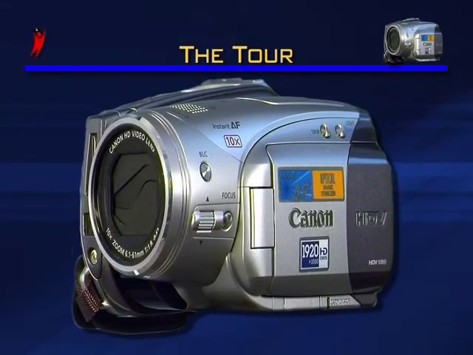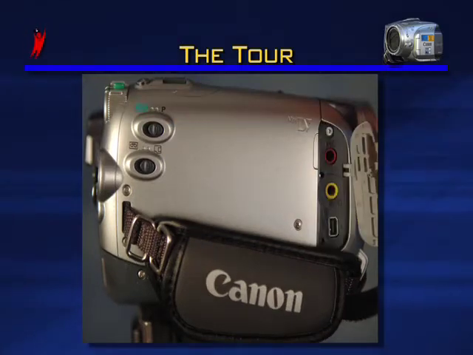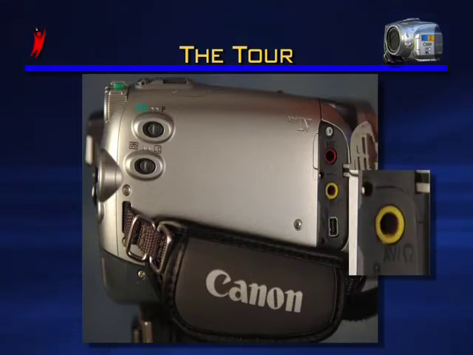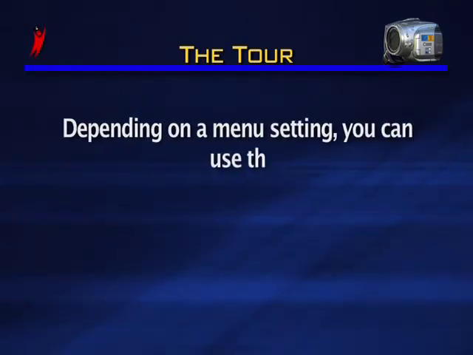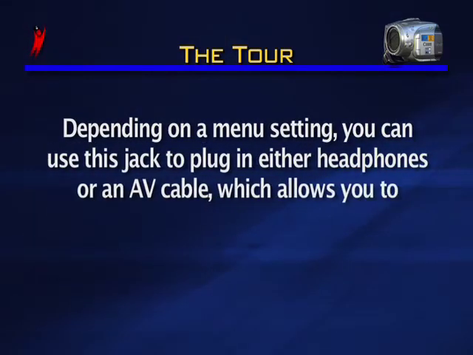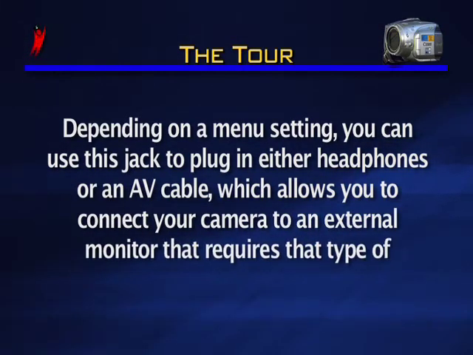The last thing I want to show you on your camera is where to find the jacks. On the right side of the camera, you'll find the right terminal cover. Under this, you'll find the mic jack, which will allow you to connect an external microphone. Below that, you'll find the AV and headphone jack. Depending on a menu setting, you can use this jack to plug in either headphones or an AV cable, which allows you to connect your camera to an external monitor that requires that type of connection.